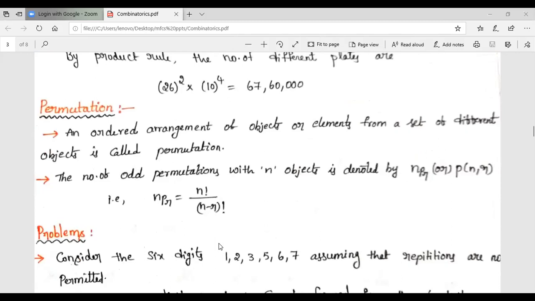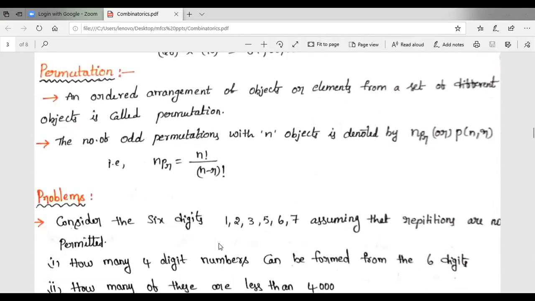So permutation. What is meant by permutation? An ordered arrangement of objects or elements from a set of different objects is called a permutation. Where the order matters for arranging the objects, that is called permutation. Where the order does not matter, that is called combination. So first we discuss permutation.